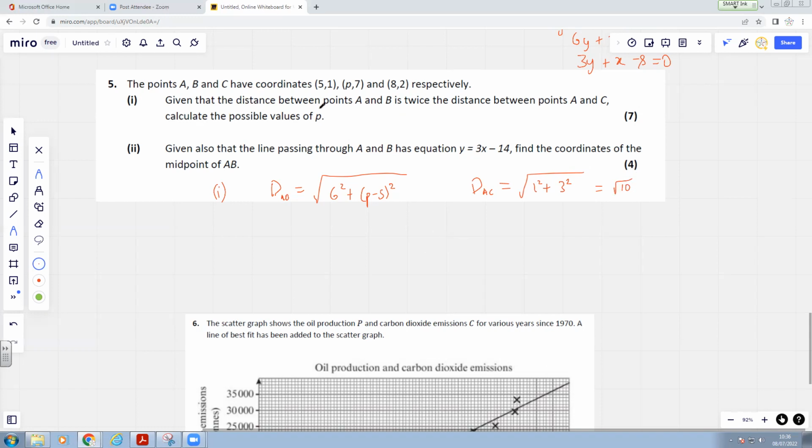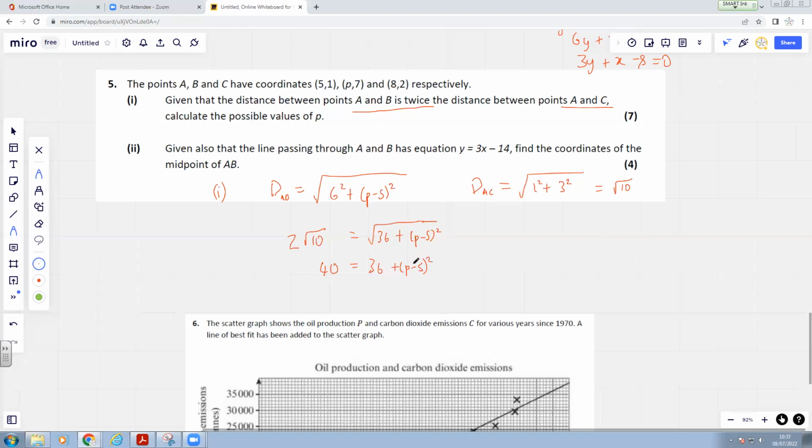Okay, now let's read this very carefully. A and B is twice the distance of AC. So if I take the distance AC and double it, that should equal the distance from A to B, which is root of 36 plus P minus 5 squared. I think what I'm going to do here is square both sides. If I square that, I get a 4. If I square that, I get a 10. And 4 times 10 is 40. And if I square this, I get 36 plus P minus 5 squared.